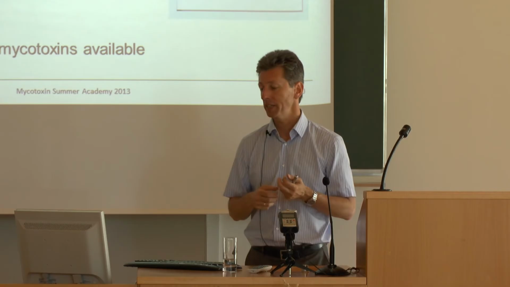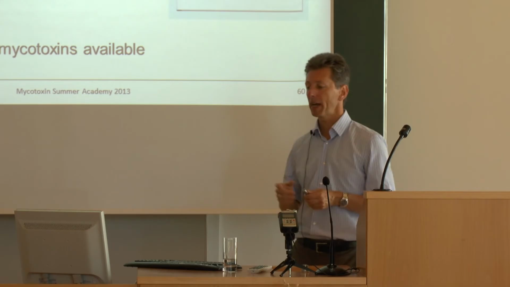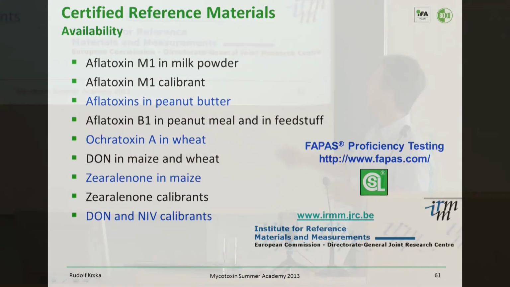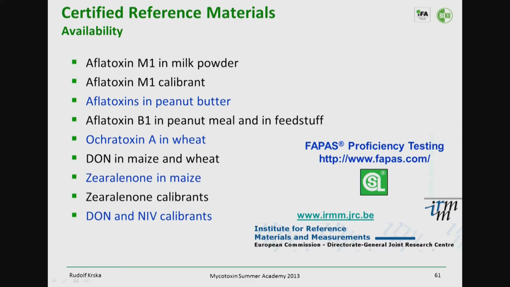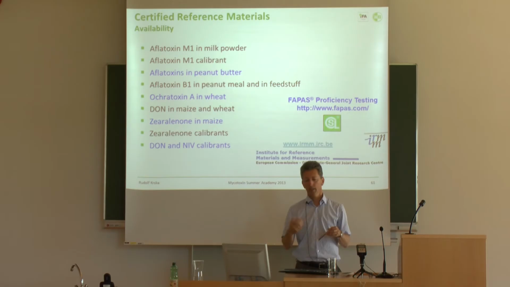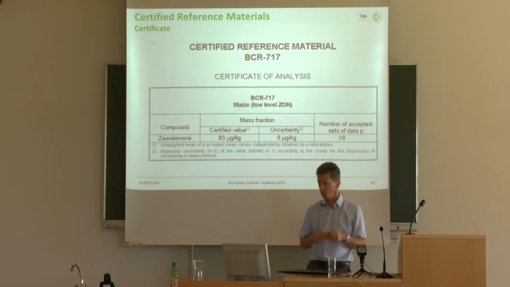and that your results are not prone to any type of systematic error. Nowadays, there are 12 certified reference materials for 6 mycotoxins available, mainly through the IRMM, the Institute for Reference Materials and Measurements in Geel, but also by FAPAS in York. So you've got aflatoxins in milk powder, and calibrants in peanut butter. We've got ochratoxin A in wheat, DON in maize and wheat, zearalenone in maize, zearalenone calibrants, and also DON and nivalenol calibrants. By the way, this group of DON and zearalenone certified reference materials have been produced by the Center for Analytical Chemistry. That was my early work 10 years ago, where I had the pleasure to coordinate 2 European Commission-funded projects on that particular topic.